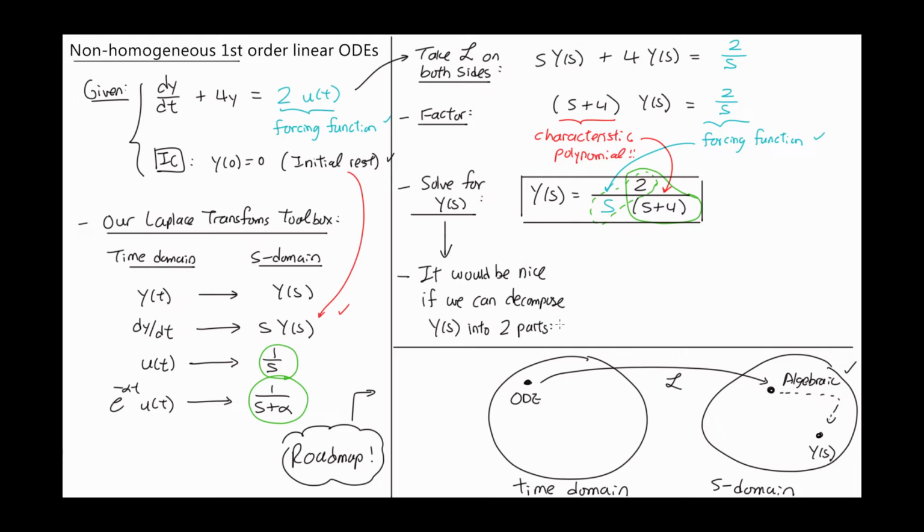Our objective now is that it'd be nice if we could decompose Y(s) into 2 parts. So Y(s) equals A over s, the forcing function portion, plus B over (s plus 4), which is the characteristic polynomial portion. How do we do that? We're going to use something called partial fractions decomposition. That's what we're going to check out next.